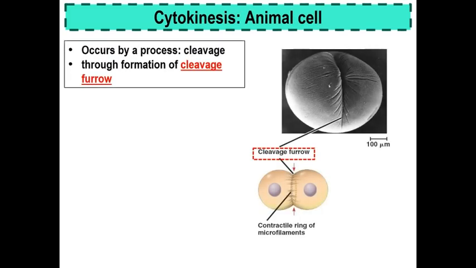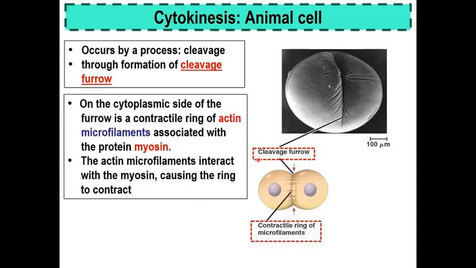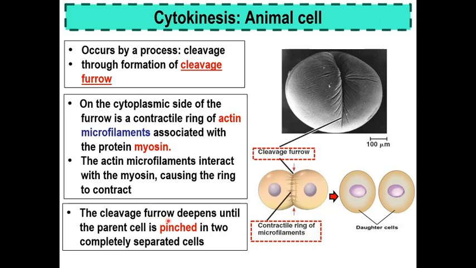In animal cells, cytokinesis occurs by a process called cleavage, through the formation of a structure called the cleavage furrow. On the cytoplasmic side of the furrow is a contractile ring that consists of actin microfilaments associated with the protein myosin. So the microfilaments interact with the myosin, causing the ring to contract. And finally, the cleavage furrow deepens until the parent cell is pinched into two completely separated cells.